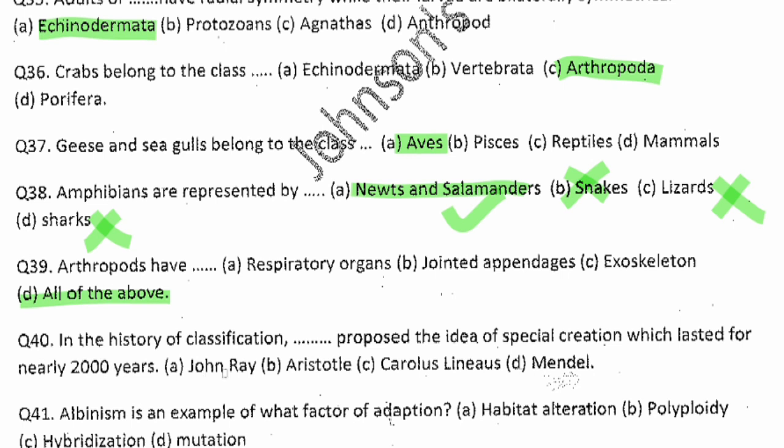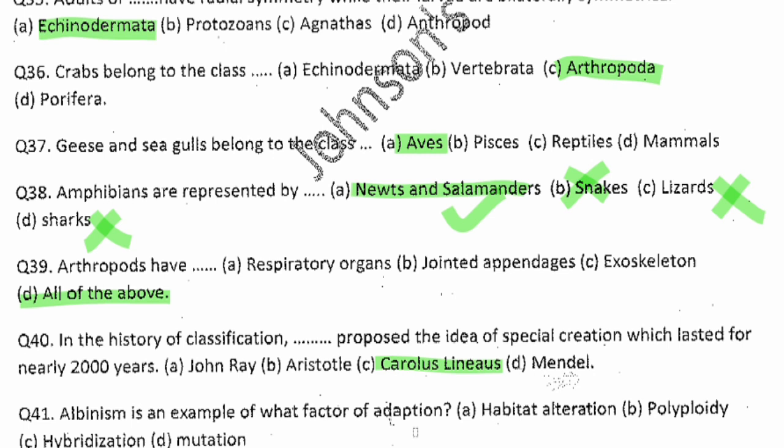Question 40 now. In the history of classification, dash proposed the idea of special creation, which lasted for nearly 2,000 years. The answer is Carolus Linnaeus, the person that brought about binomial nomenclature.